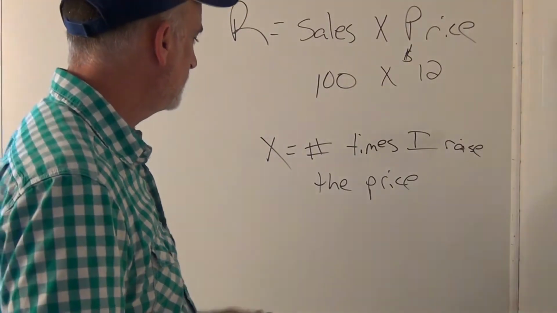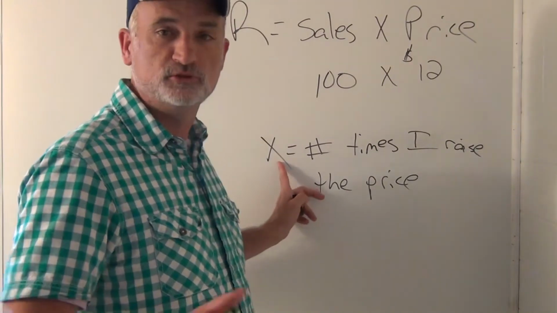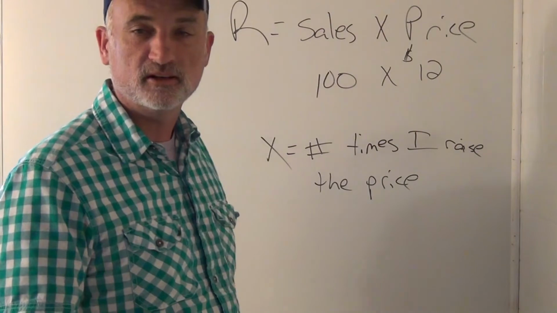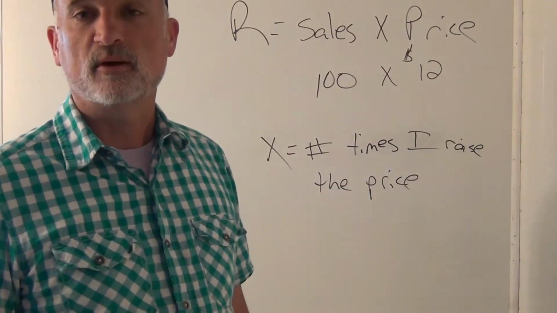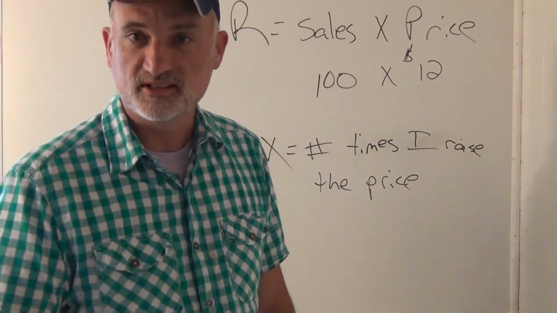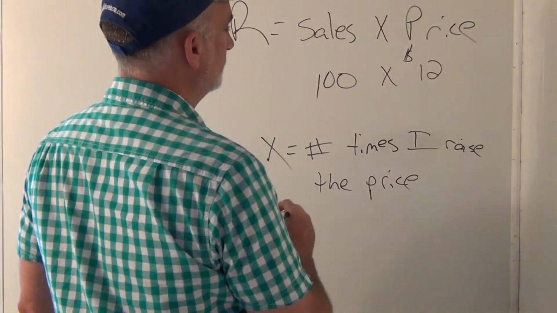So if I raise the price one time, it's going to go up $2. If I raise the price 2 times, it's going to go 2 times 2 is 4. If I raise the price 3 times, it's going to go up 2, 4, $6. Okay? So let's look at this. Okay? Right here.